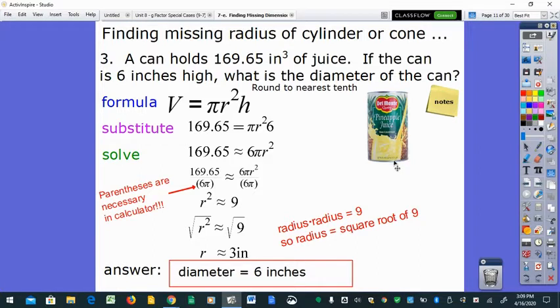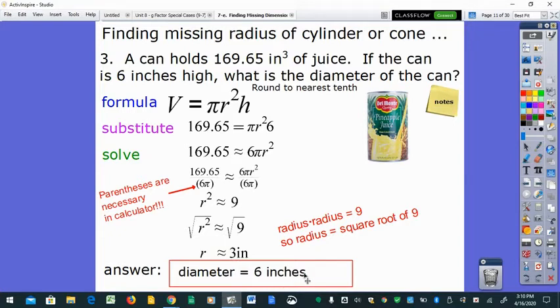So again, write your formula. Substitute in what you know. Clean up the math and solve for the variable that is still there. And in this case, because the radius is being squared, to get it at the end, we have to take the square root. If you're given the radius and they're looking for the diameter, you multiply by 2 to get the bigger guy, which in this case would be 6 inches.